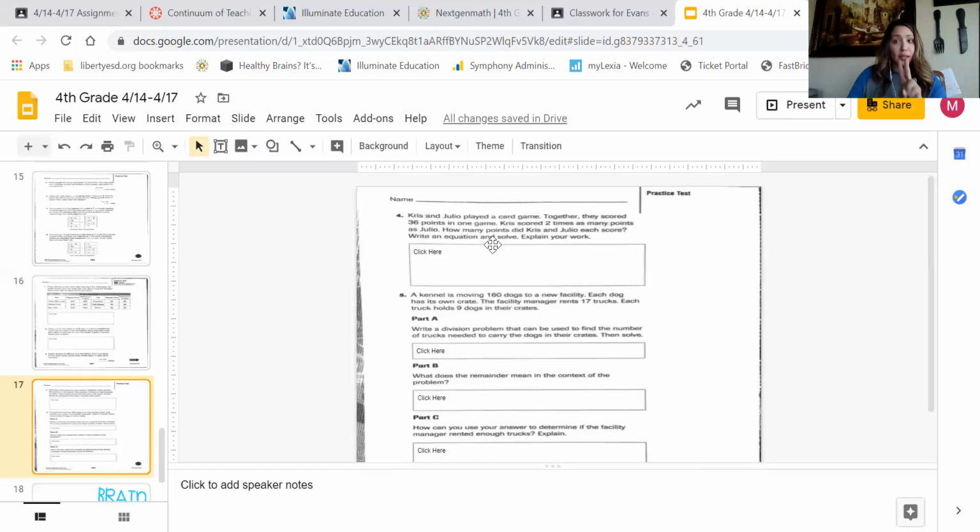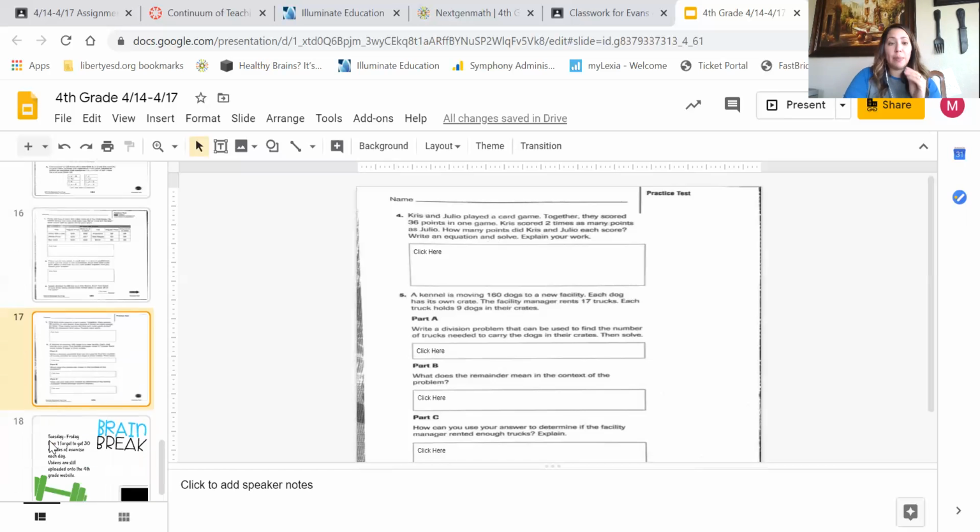So you should have technically 2 answers in this problem. You need to give me an answer for the amount of points Julio scored and the amount of points Chris scored. Okay, I want you guys to attempt it, but don't get yourself to the point where you're super frustrated and flipping your lid. Okay, we don't want that. Just try your best. And if you struggle with it, save it to work on it with me.